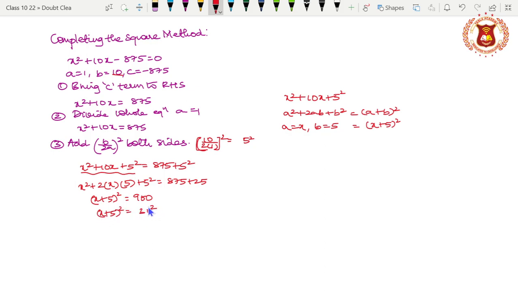Now if you can see, I completed the square. That's why this method is called the completing the square method. You can see here, I completed the square. x plus 5 whole square is equal to 30 square. Therefore on both sides I have completed the square.